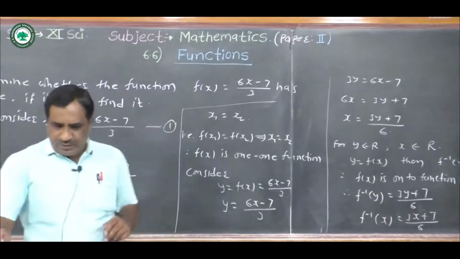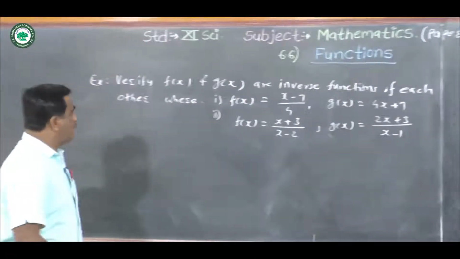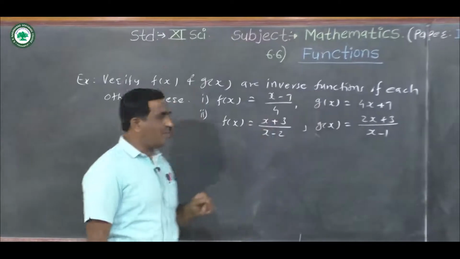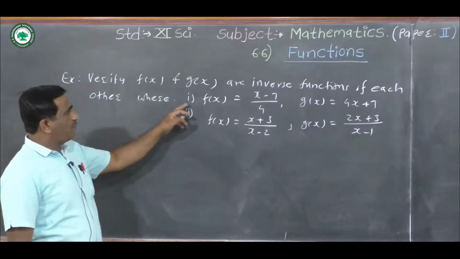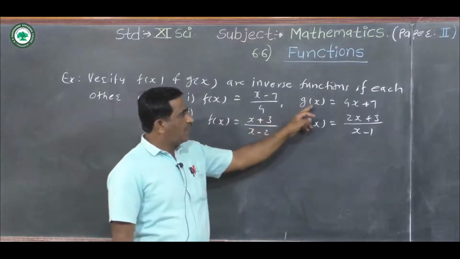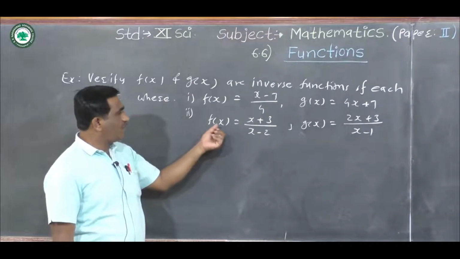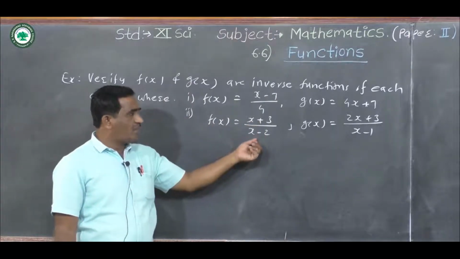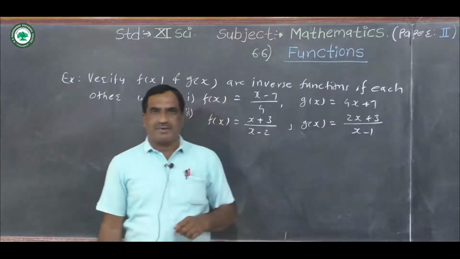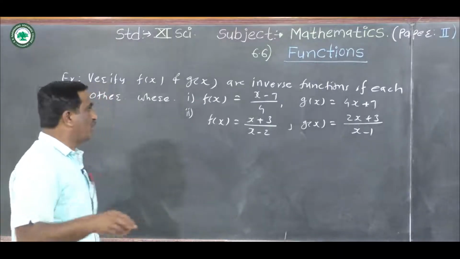Okay, now we see the next example. The next example is, verify that f of x and g of x are inverse functions of each other, where first example f of x equal to (x minus 7)/4 and g of x equal to 4x plus 7, and second example f of x equal to (x plus 3)/(x minus 2) and g of x is equal to (2x plus 3)/(x minus 1). Now we see answers one by one. Answer for the first example.